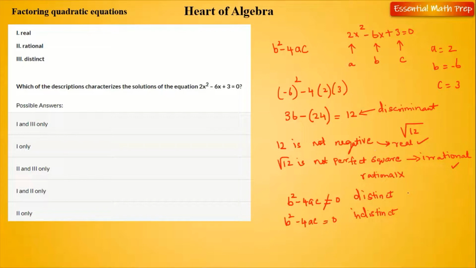So that means irrational is possible, rational is not possible, and real is possible. That means options 1 and 3 are possible. So that means it's answer A. It's an easy problem, but the trick is you have to know how to do it in a short span of time. And the only way you could do it is using this expression, which will give you the discriminant. Using the discriminant, you can determine all of the following things I've mentioned.